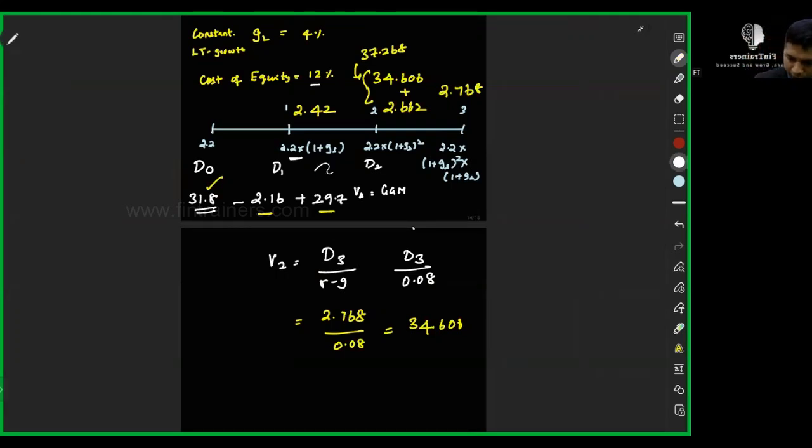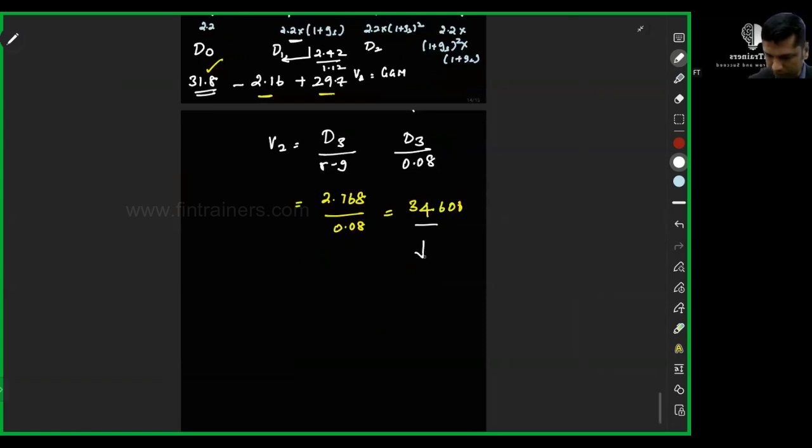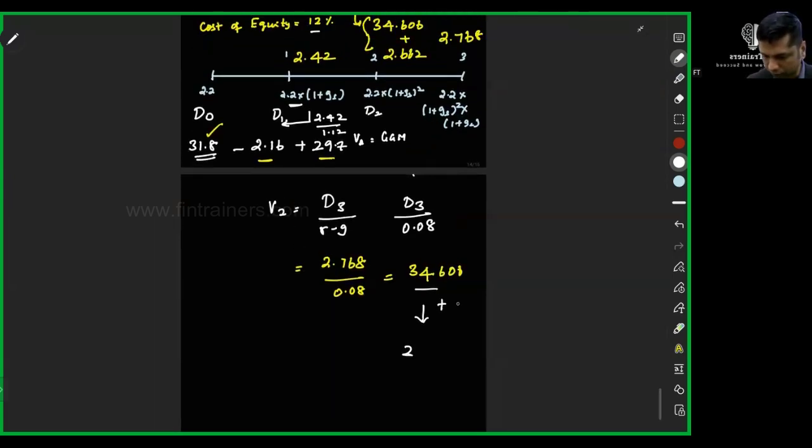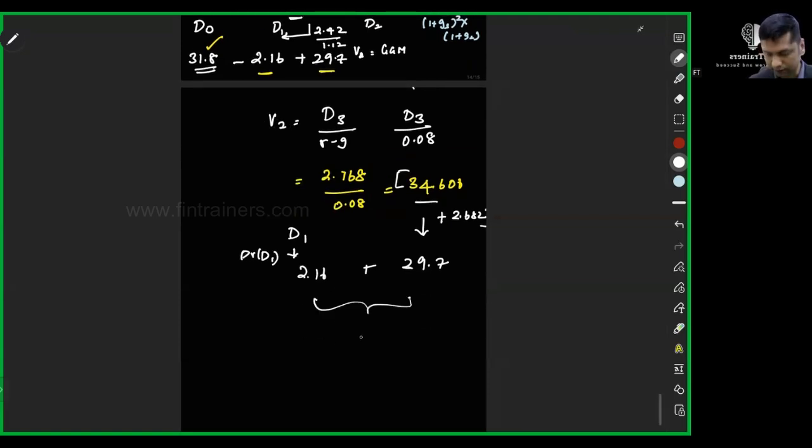2.16 is your 2.42 discounted to today. So 2.42 divided by 1.12. You use TVM, and then you will get that answer as 2.16. So the final answer: this 34.6 becomes, plus your second year dividend of 2.682, and then you discount this to today, it becomes 29.7, plus your D1 discounted to today was 2.16. So together, we got that answer as 31.87.